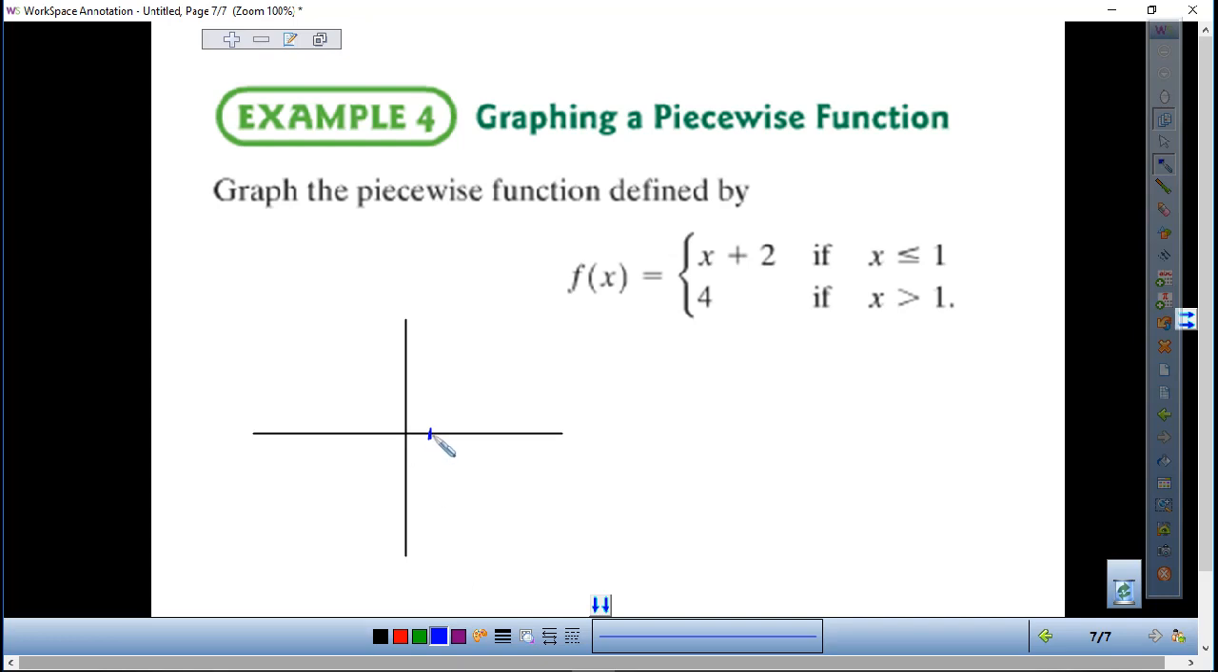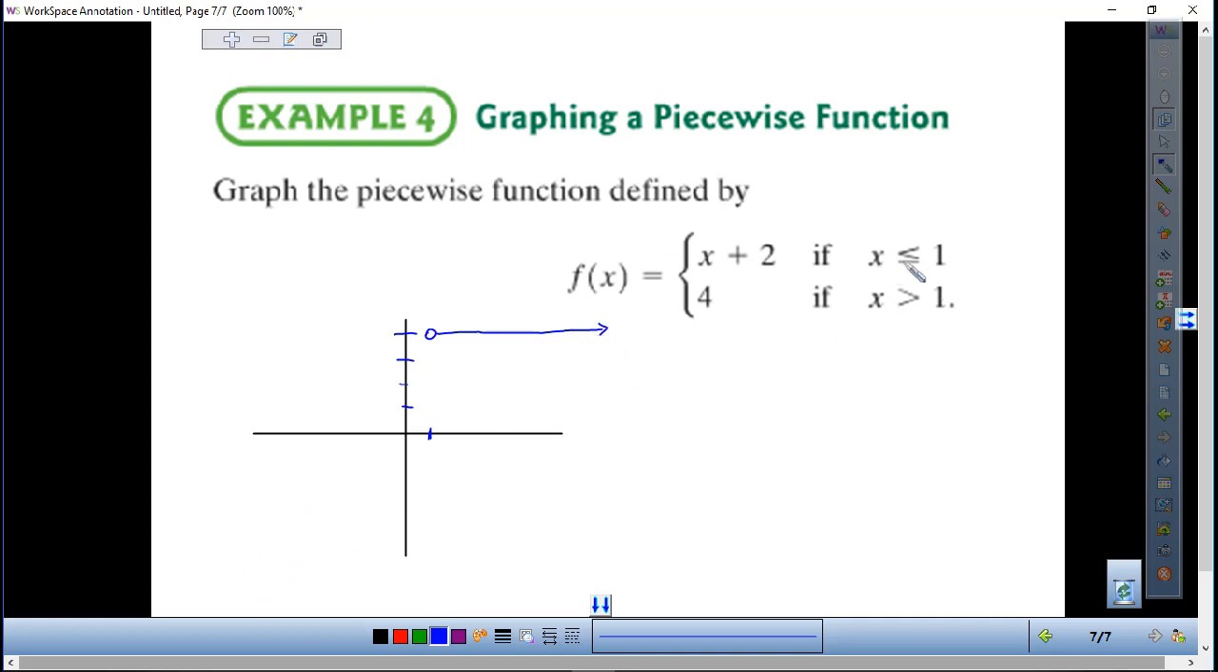So when I mark in my 1 here, I can go over 1, and then I can go up 1, 2, 3, 4. And I'm going to put an open dot there. Now, why do I put an open dot? Well, because x greater than 1 does not include when x is equal to 1. It may fill in with the other part, it may not, but I know that it's an open dot and that's where I'm starting. And then for all values of x that are greater than 1, I just draw a line that has a value of 4. And that's a horizontal line.